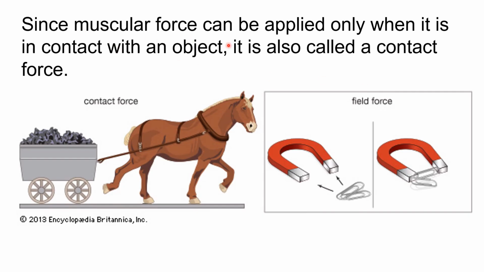Since muscular force can be applied only when it is in contact with an object, it is also called a contact force. Whereas magnets, as we all know, when they are brought into the close vicinity of a magnetic material, automatically attract it. So it is called a non-contact force, or we can also call it a field force.